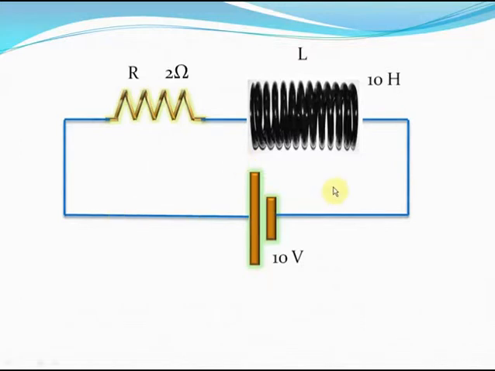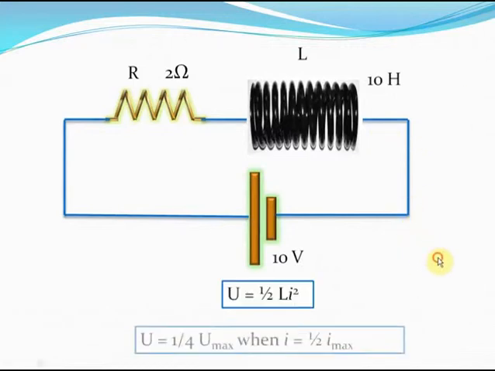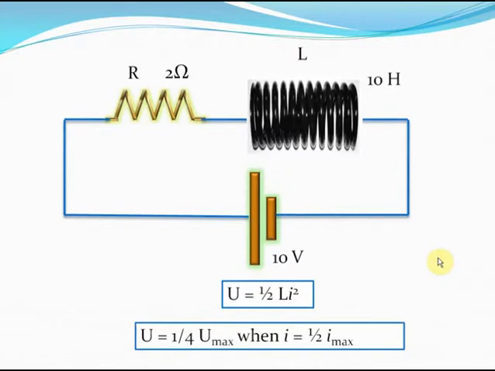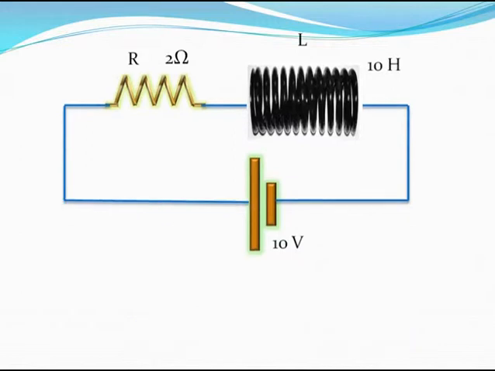Now in this IIT JEE problem, we have to first calculate the time in which the energy of the circuit will be 1/4 of the maximum energy. Now we know that the energy is half L i square, but we have to find out U. Now we also know that U is 1 by 4 of U max when I is half of I max, isn't it? That's because U is half L i square, so magnetic energy is proportional to I square. So magnetic energy will be 1/4 when current will be half of its maximum value.